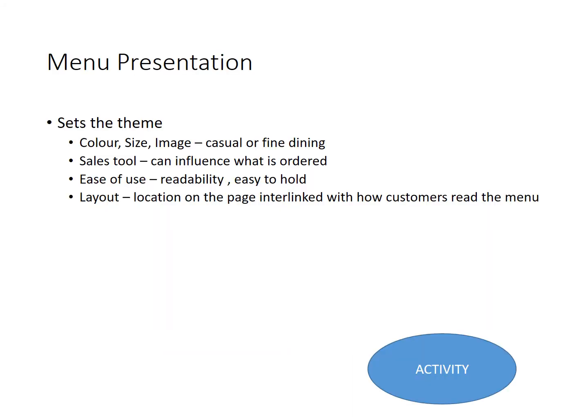Menu presentation sets the theme in terms of the color, size, image. Casual or fine dining. As a sales tool, it can influence what is ordered. Ease of use, readability, easy to hold. Location, layout, location on the page, interlinked with how customers read the menu. And again, the menu itself is changing with the use of technology.